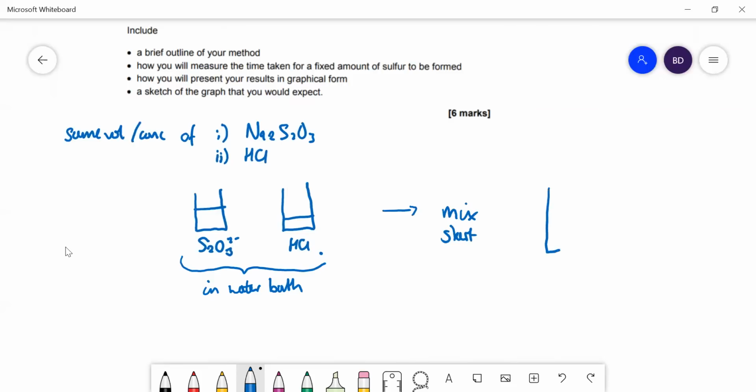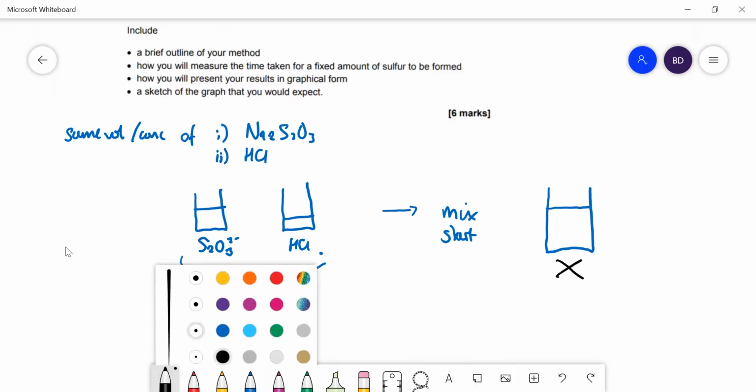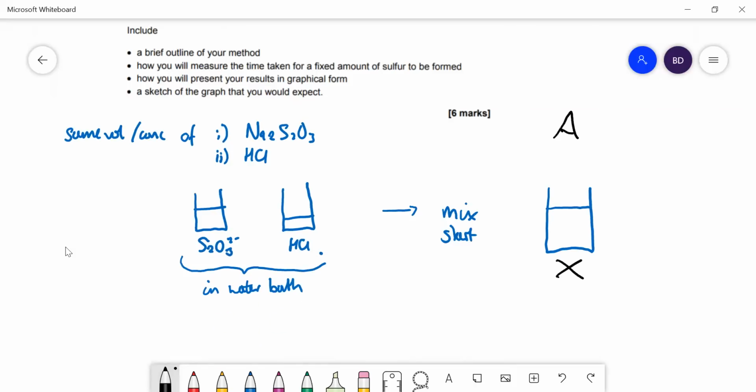You're going to put the beaker that you do it in over a cross, and you're going to look above the cross, like so. That's supposed to be an eye. And you're going to time how long. So that's the brief outline of the method.